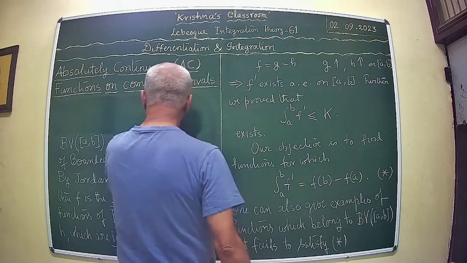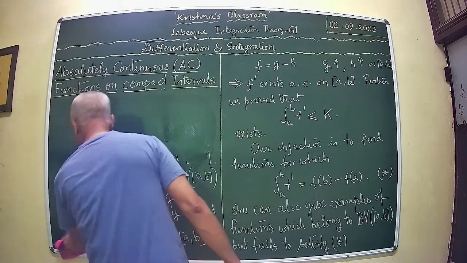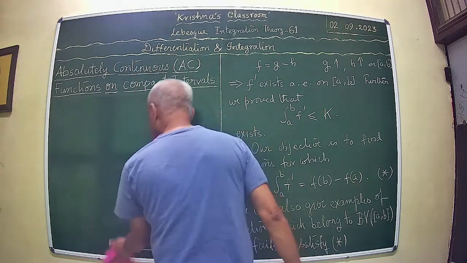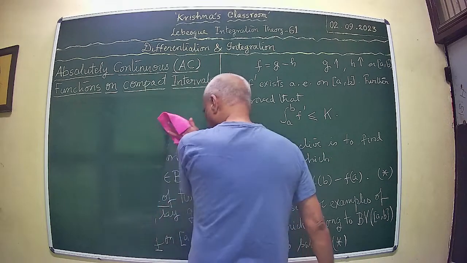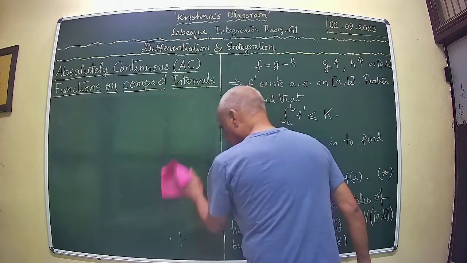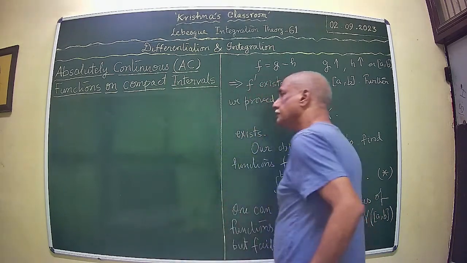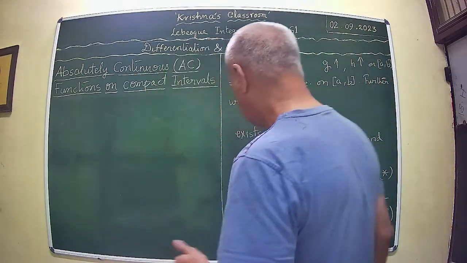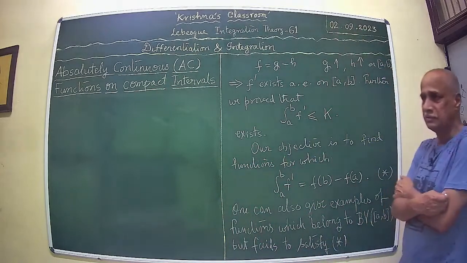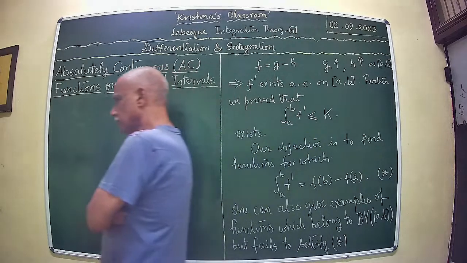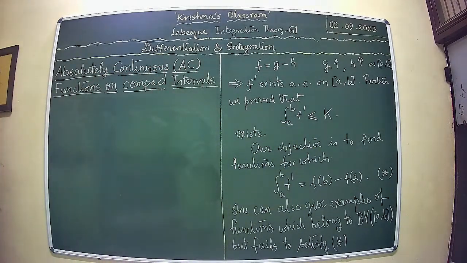But let me now try to go a step further and possibly define a new class, namely absolutely continuous functions on AB. You see that the problems of differentiability come from rapid oscillations of the function.